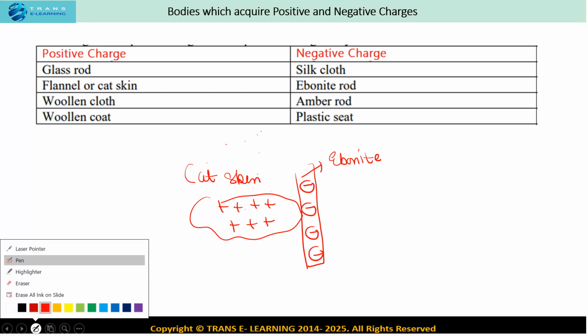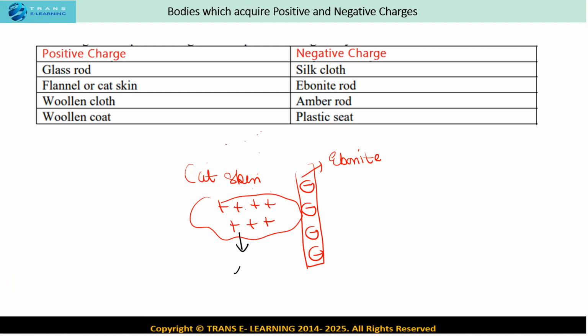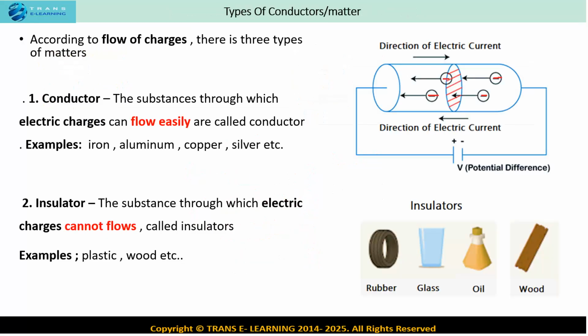So in this case, now you know that the cat skin will lose electrons. Why is it going to lose electrons? Because it will have comparatively larger size and the electrostatic force of attraction will be less. So it can lose electrons easily as compared to the ebonite rod. Whereas the ebonite rod will gain electrons because it will have comparatively smaller atoms and the electrostatic force of attraction will be comparatively more. So that was the concept of how and why one body acquires positive charge and the other acquires negative charge.